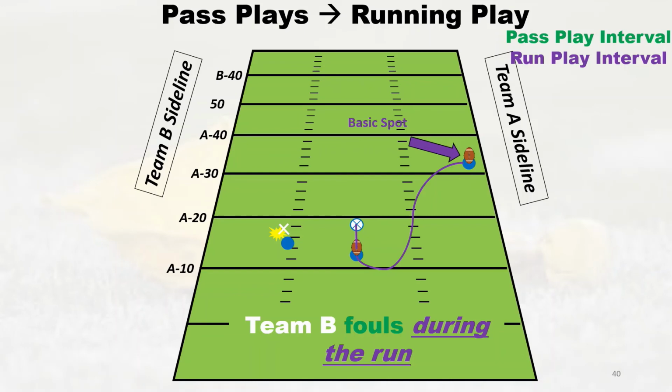But in this case, it's a foul by the team not in possession. So when the team not in possession, the defense in this case, commits a foul during a run play, it's going to be added on to the end of the run if the run ends beyond the neutral zone. In this case, it did. So we would go from the 32 to the 42, and now it would be an automatic first down.